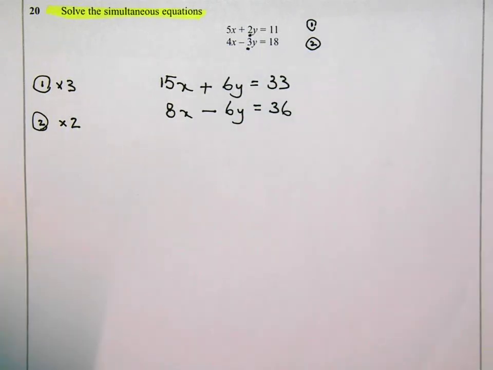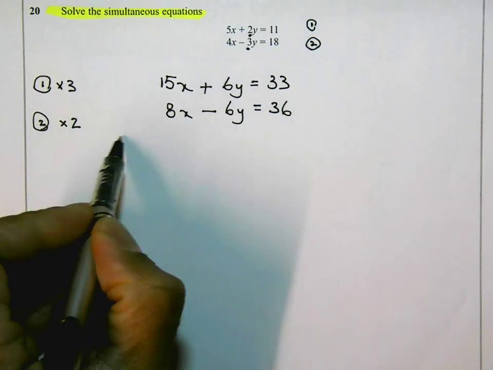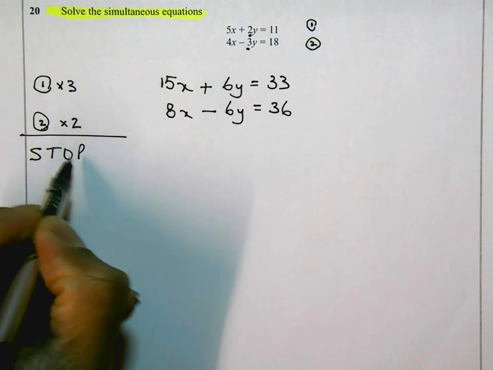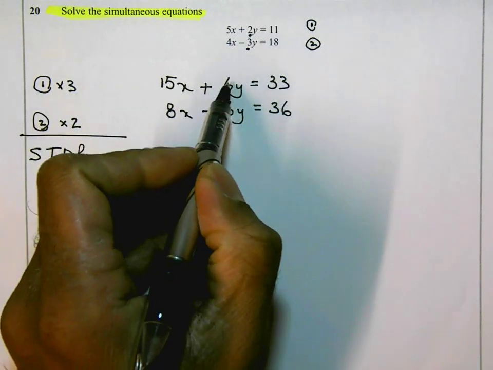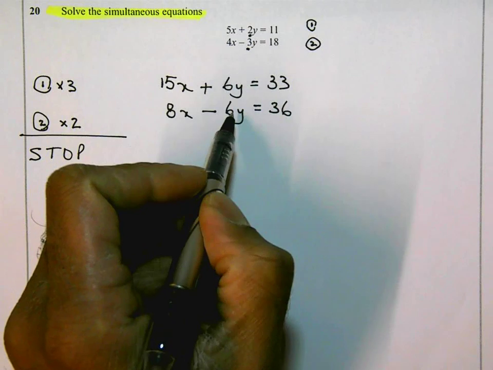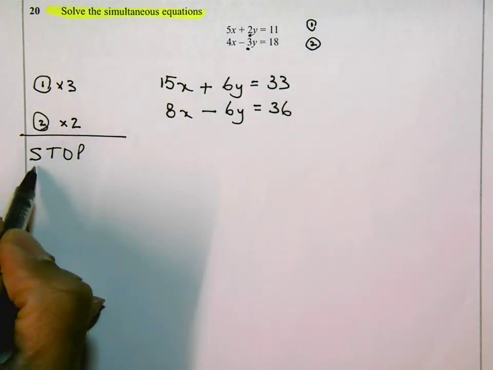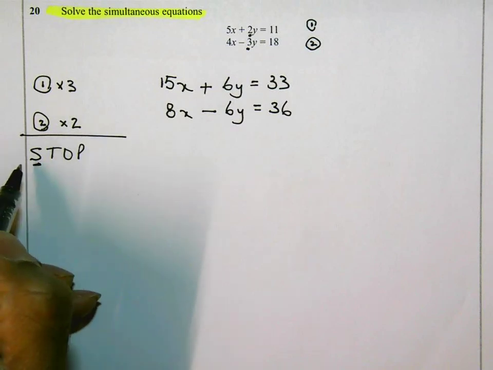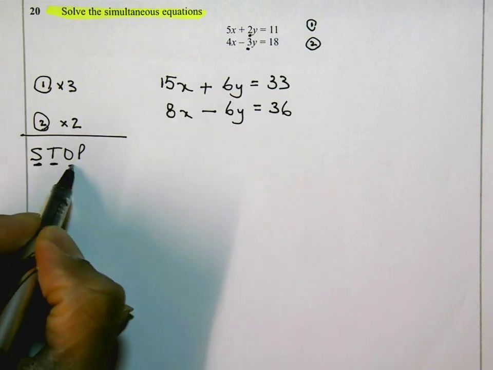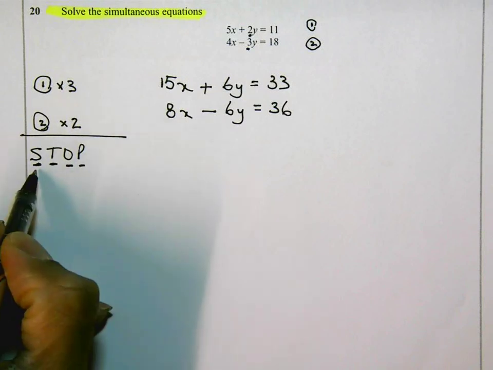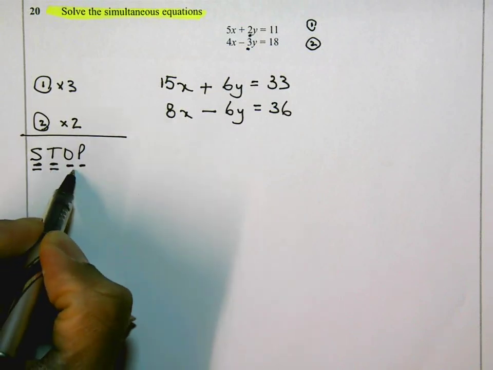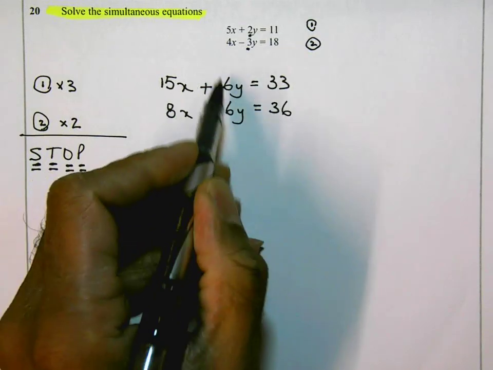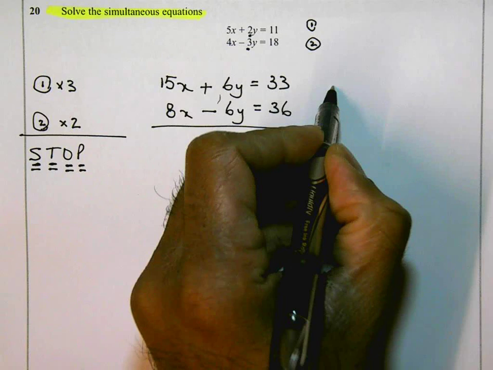Okay, now at this stage you stop. What we're going to look at are the signs in front of these. We've got them both the same, but if the signs are the same, take away. If they're opposite, plus. If the signs are the same, take away. If they're opposite, plus. The signs are opposite, so we are going to add these two equations.